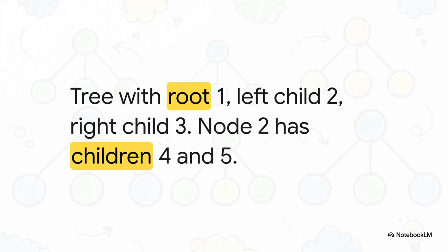So if we look at a really simple 5-node tree, we can trace a couple of different paths to sort of pressure test our definition. Consider a tree rooted at node 1. It has left and right children, 2 and 3. And then node 2 has its own children, 4 and 5. Now just visually scanning this, try to find the absolute longest path from one end of this tree to the other.